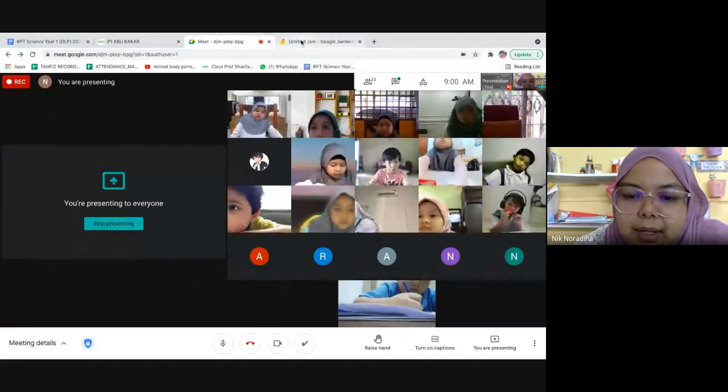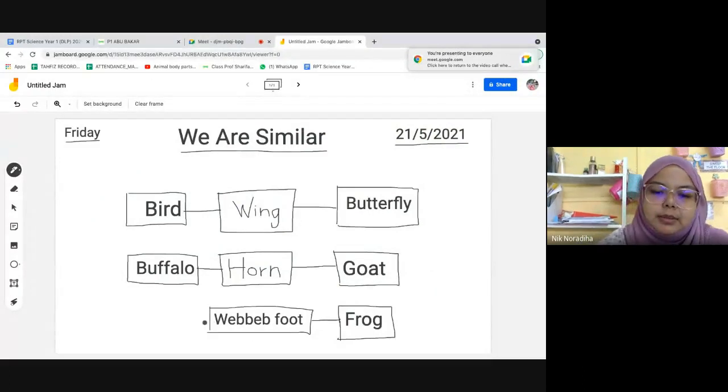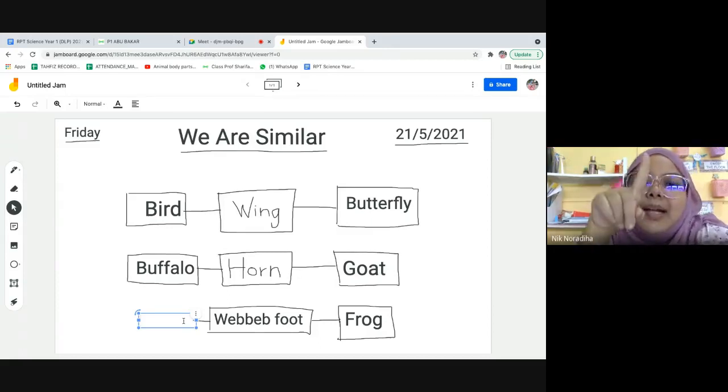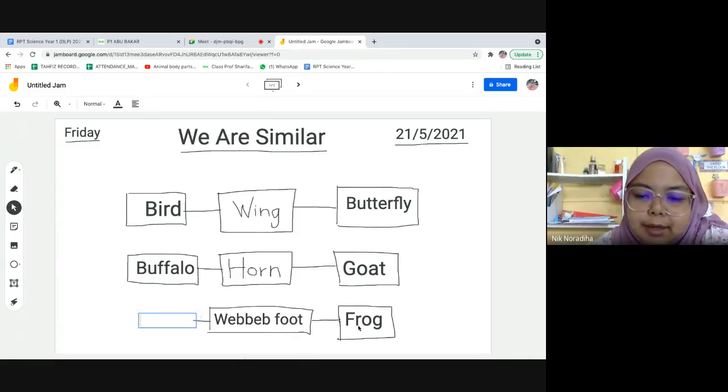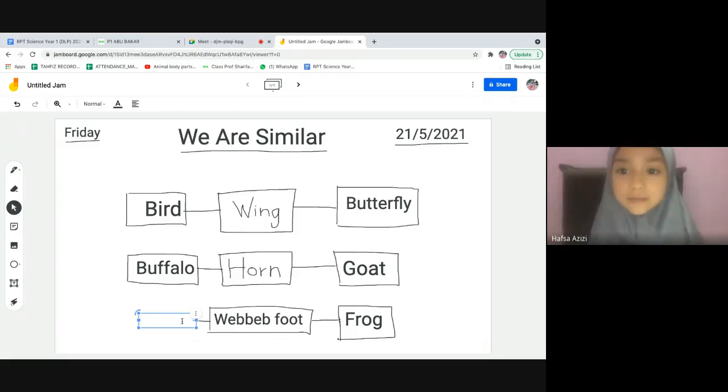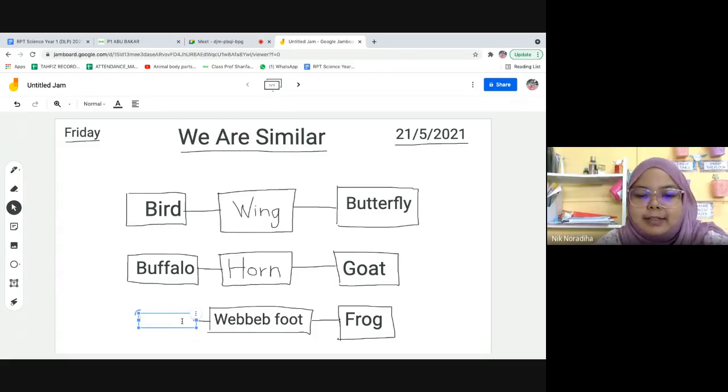Okay. Hafsa, can Hafsa give teacher another animal that has web foot aside from frog, Hafsa? Can Hafsa give teacher one animal that has web foot? Okay, this one we already have frog. What is another animal that has web foot? Duck. Yes. Duck. Good job, Hafsa. Okay, duck. D-U-C-K. That's how you spell duck.